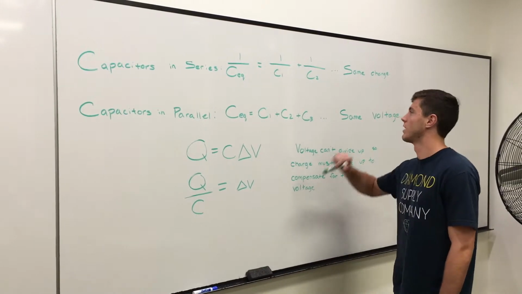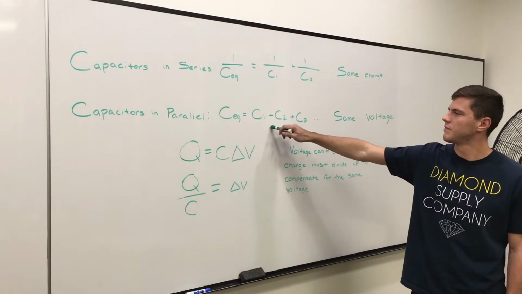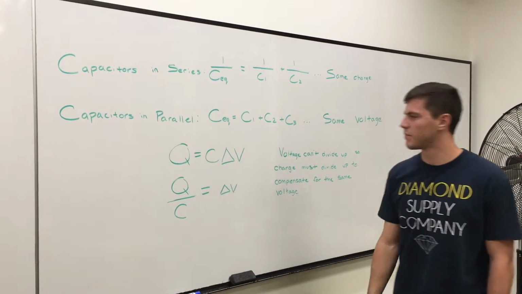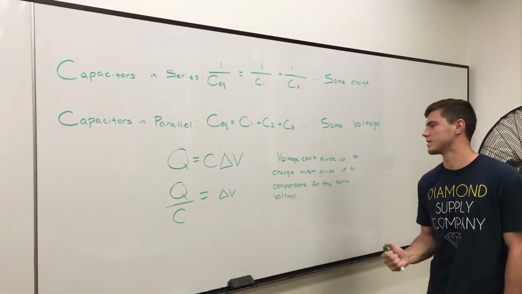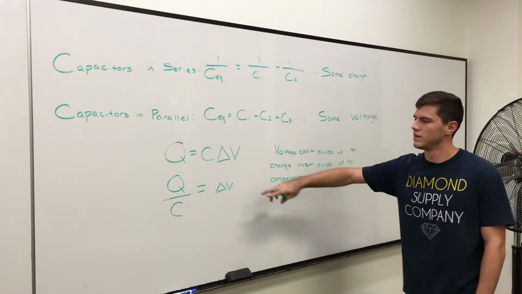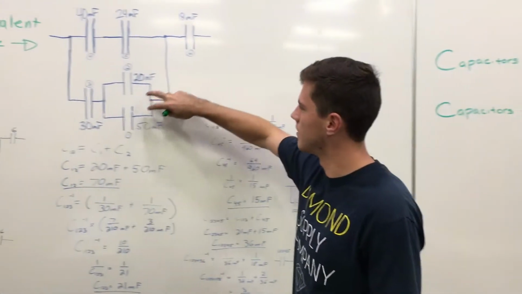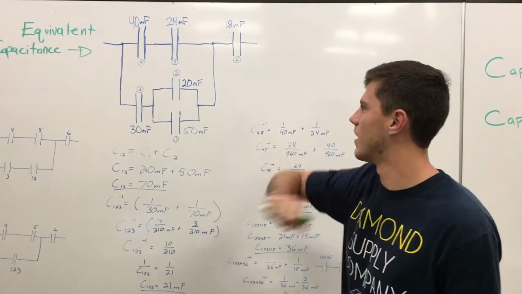We know that when capacitors are in parallel, they have the same voltage. We know that because voltage can't divide up, so the charge must divide up to compensate for the voltage given by this. And so going back to our circuit, we know that because these two are in parallel, they will have the same voltage.